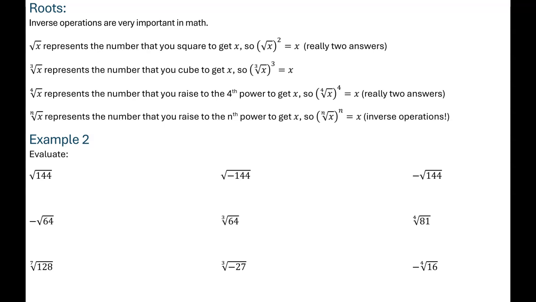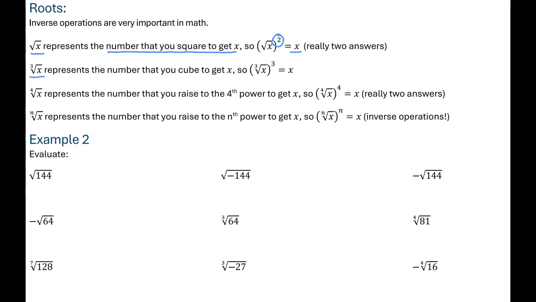So if we're defining the square root of x, we say that the square root of x is the number that you square to get x. So if we take whatever that is and we square it, we should end up with x. Or another way to say that is that square roots and squaring are inverses. So if you apply one right after the other, they cancel each other out.